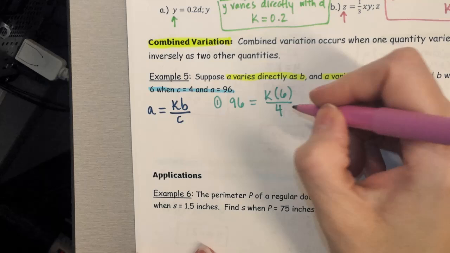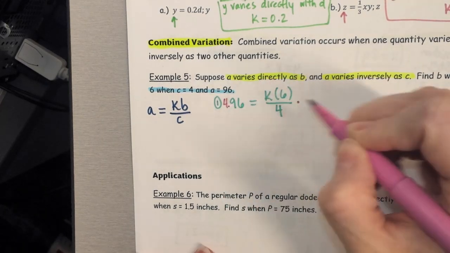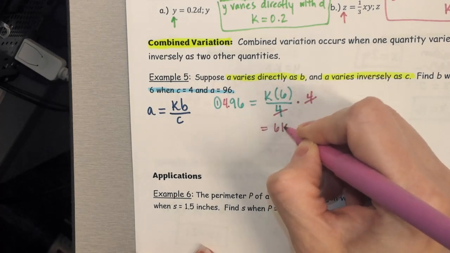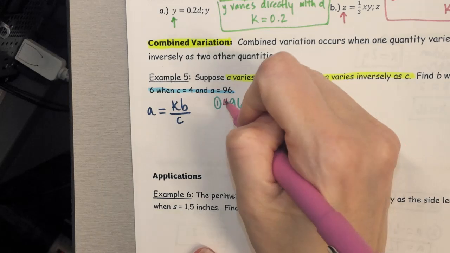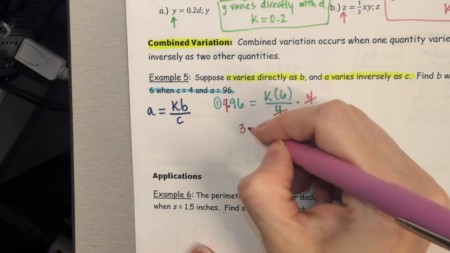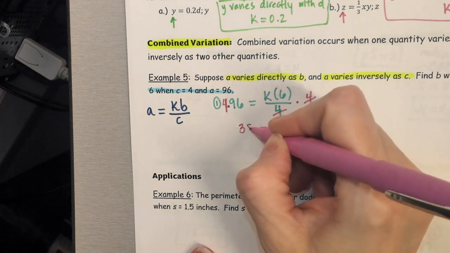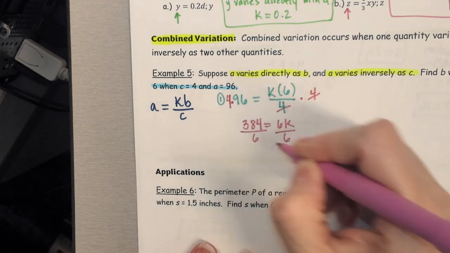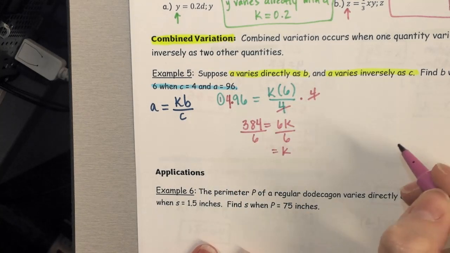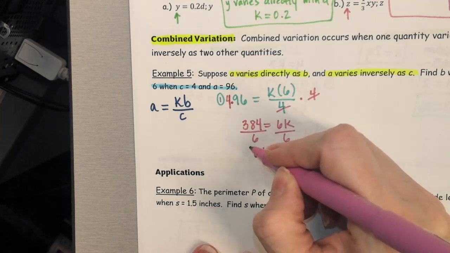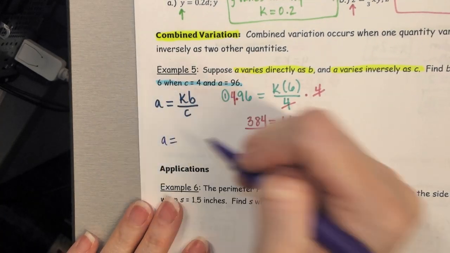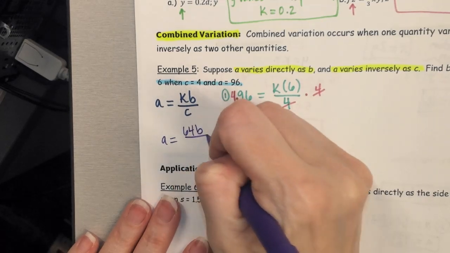So first step, we're going to multiply both sides by 4 because we want these to cancel. 6k is what's left, and 4 times 96 is going to be what? 384. Okay, and then we're just dividing both sides by 6. So your k value is 64. Okay, so that means your equation is A equals 64B over C.